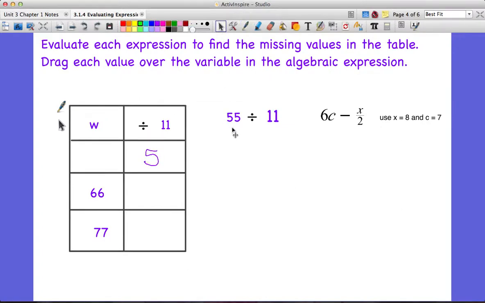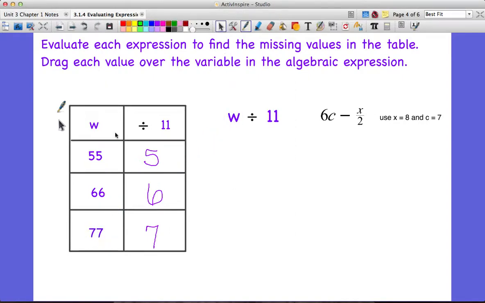But now that I'm done, I can go back to w divided by 11, because this w can continue to change. I could also replace it with 66 and then do 66 divided by 11, which gives me 6. And then I can go back to w divided by 11 and substitute 77 for w, do 77 divided by 11, and that will give me 7.